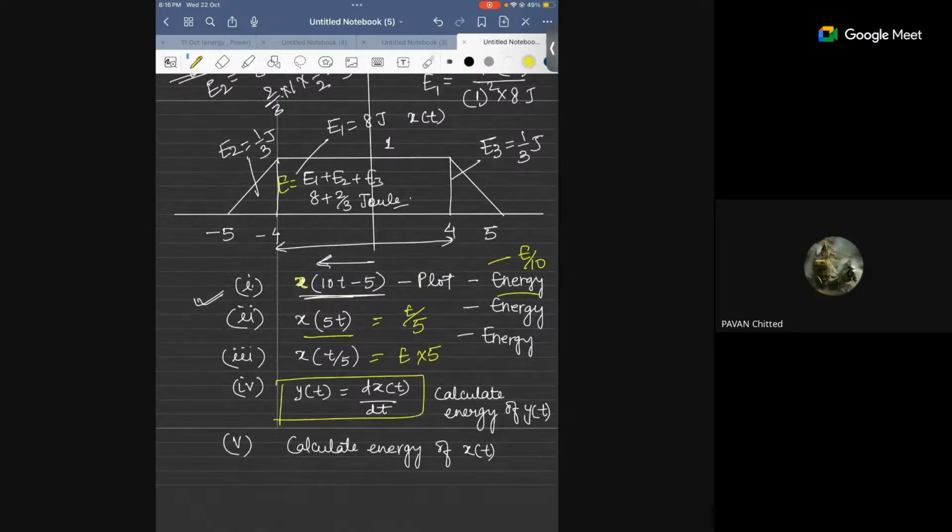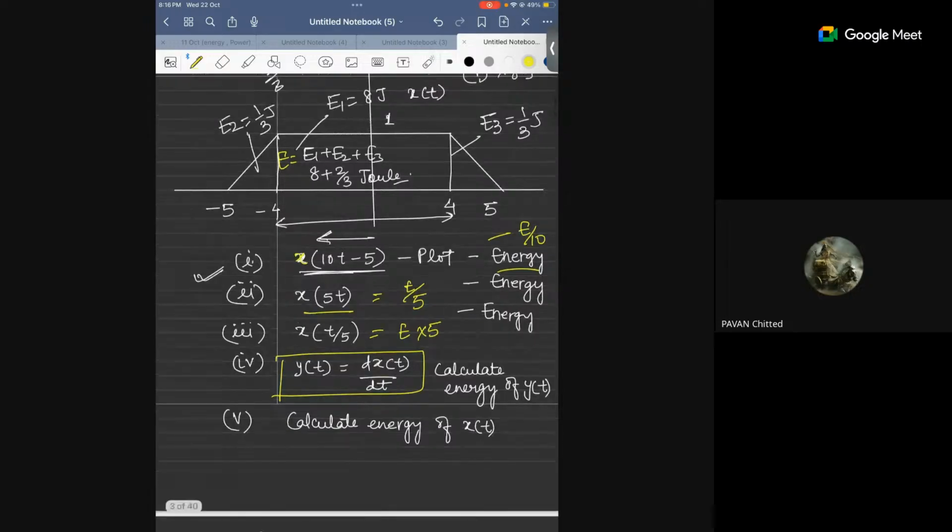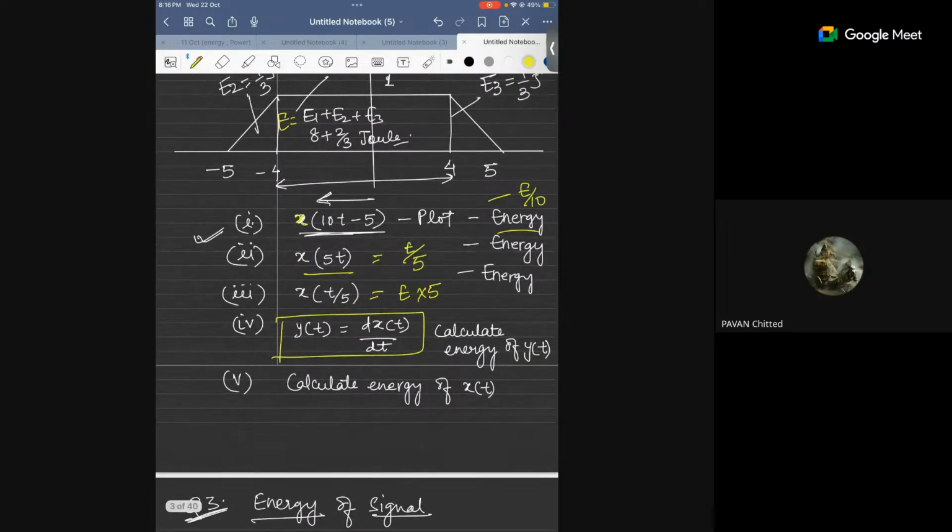Now this is important. You have to differentiate this plot and then calculate the energy. You have a trapezium, so you have to differentiate it and then calculate the energy. How will you do that? What will you get if you differentiate this trapezium? If we differentiate a triangular function, we get a rectangular one, and for the constant we get a zero. So from here to here you will get 0 for sure.